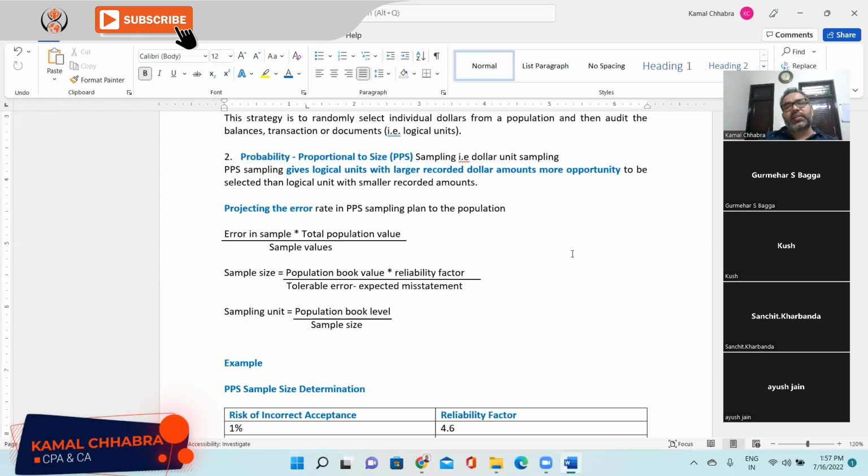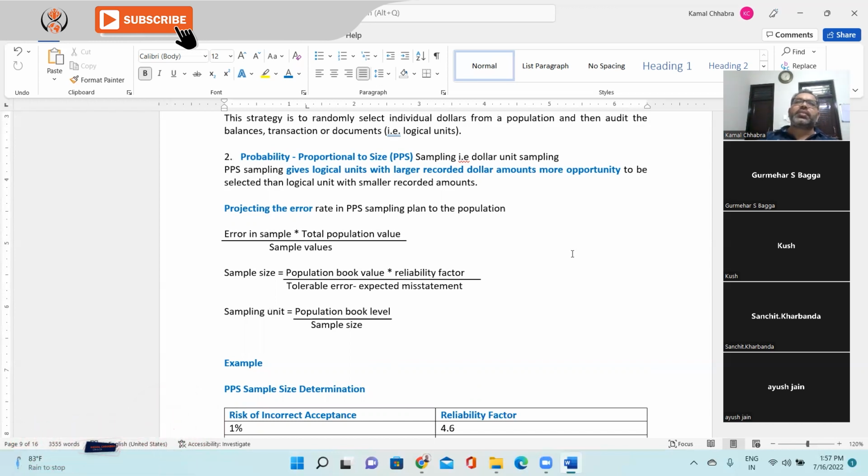In PPS, the advantage is that all key value items would be selected as a sample, so coverage is more. But the disadvantage is that it will select more key value items and fewer non-key value items, so it may not be 100% reflective of the population.